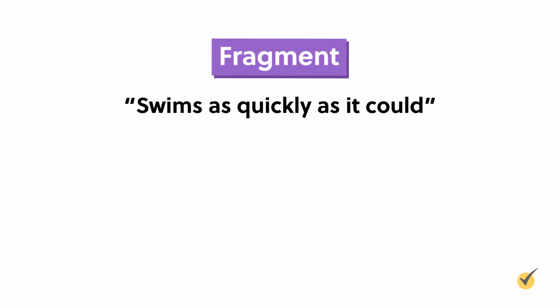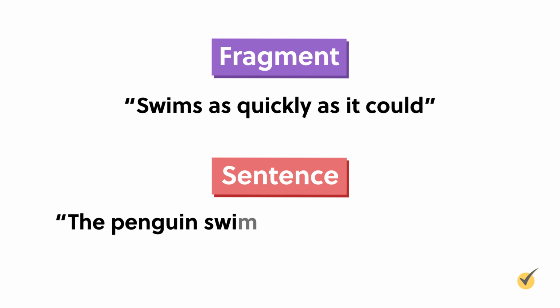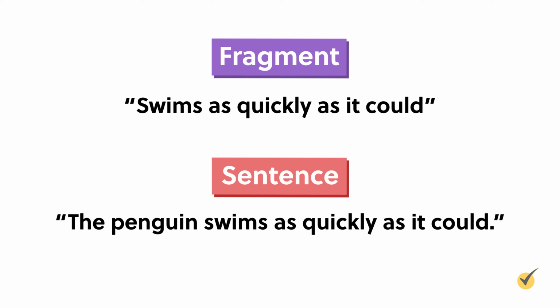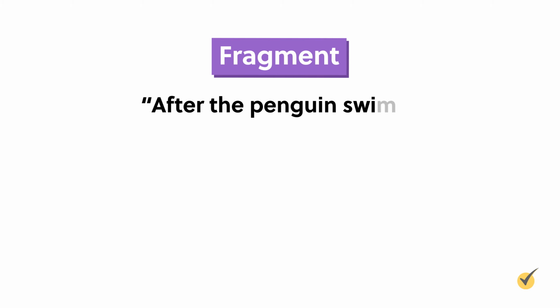Now, we could make the sentence about a penguin by saying, the penguin swims as quickly as it could. Let's take a look at one more example of a fragment. Here we have a dependent clause, after the penguin swims. Because of the addition of the word after, we're led to ask what happens after the penguin swims.